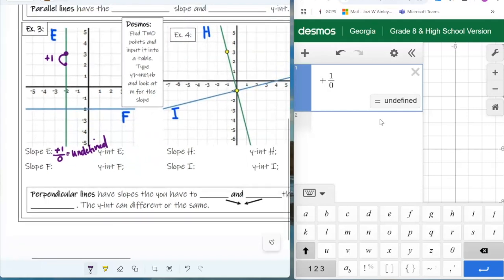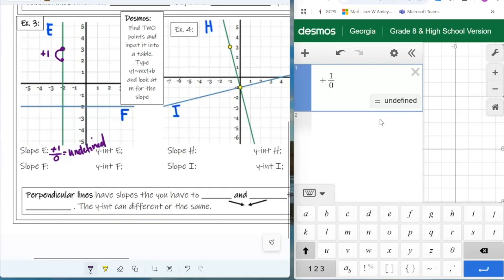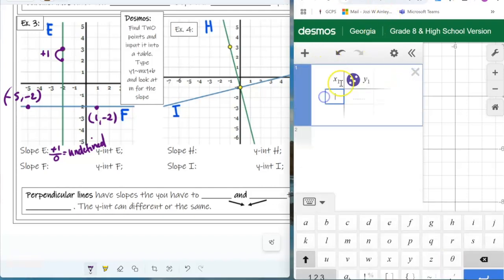Okay. Now I'm going to show you the calculator method, find 2 points. So I'm going to get a point from right here. This is x first, -5, then y, -2. So this point is -5, -2. And then I'm going to get a point over here, which is going to be x first, 1, and then y, -2. So this is 1, -2. All right, put it in the calculator in the table.